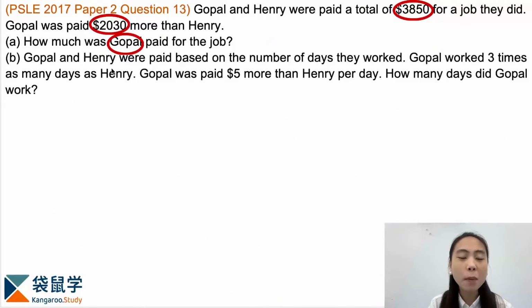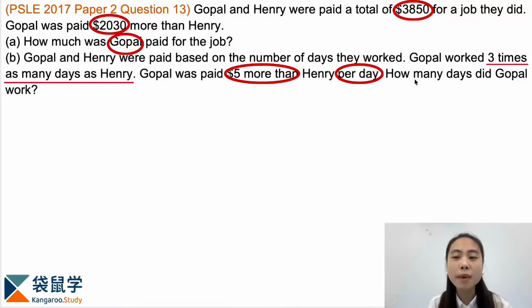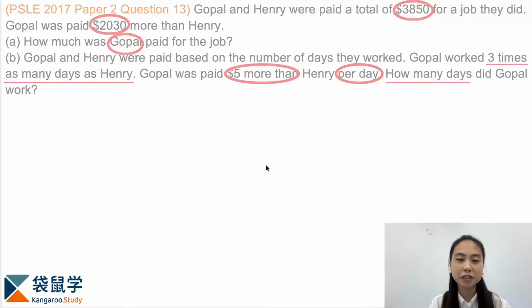Question B. Gopal and Henry were paid based on the number of days they worked. Gopal worked 3 times as many days as Henry. Gopal was paid $5 more than Henry per day. How many days did Gopal work? So, before solving this question, I want to give you 2 examples first. Let's see the first one.